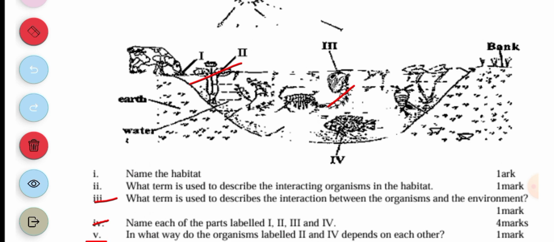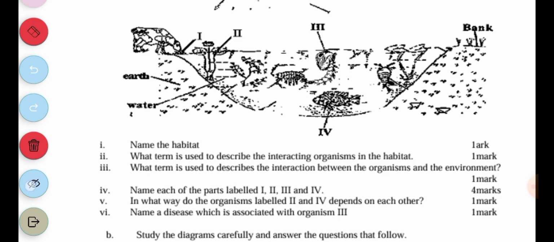So the fifth says in what way do the organisms II and IV depend on each other? So II here is the water lily, and then IV here is a fish. So the II releases oxygen into the water body or the atmosphere, and then the fish uses the oxygen to break down food, which is known as respiration.